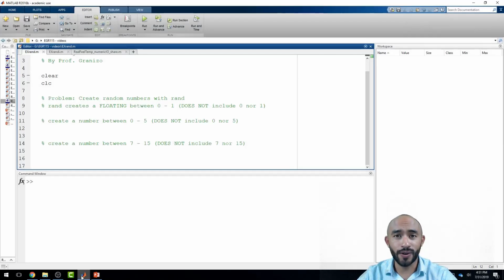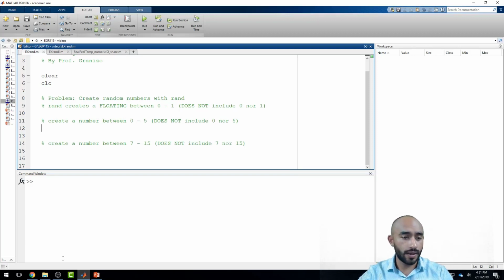Continuing with our lecture, we're going to be learning how to create random values within a range. Now in MATLAB we have two options to generate random values, rand and randi. First, we're going to be focusing on the use of rand. Every time that you use rand, you're always going to be generating a floating number between 0 and 1, but it does not include 0 or 1.